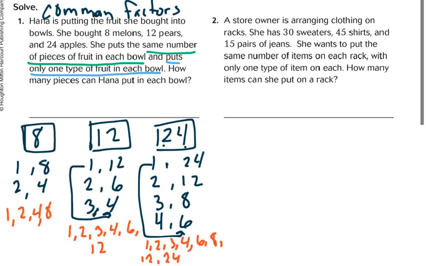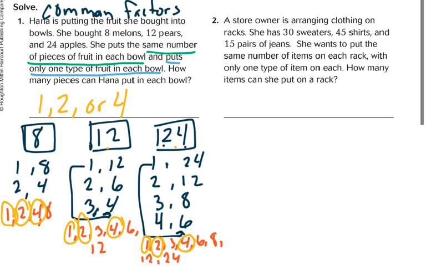Now I'm going to look at these numbers that I have written in red, and I'm going to figure out what they all have in common. They all have a 1 in common. 1 is always going to be a common factor. They're all even, so they all have 2 in common. Now, while 24 and 12 have 3 in common, 3 is not a factor of 8, but they all have 4 in common. And that's it. 1, 2, or 4.